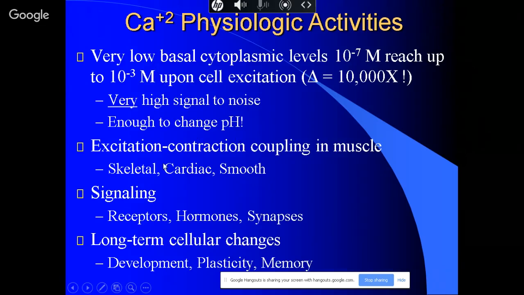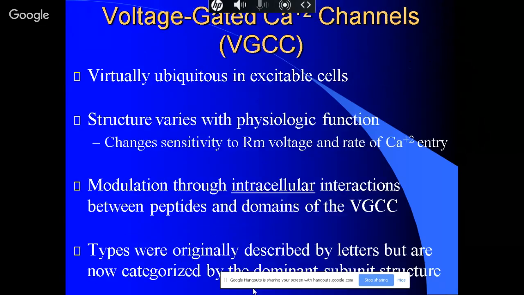And so then we're going to use this for things like excitation-contraction coupling, signaling in various ways, and long-term cellular changes. That's what we want to look at in this talk. At the heart of this whole thing in the central nervous system is the voltage-gated calcium channel, not just in the central nervous system, all over the place. So we're going to spend some time on this, a fair introduction to this creature. They're nearly everywhere. Wherever you have excitable cells, you're going to find voltage-gated calcium channels. They are, in many ways, the hallmark of the excitable cell.